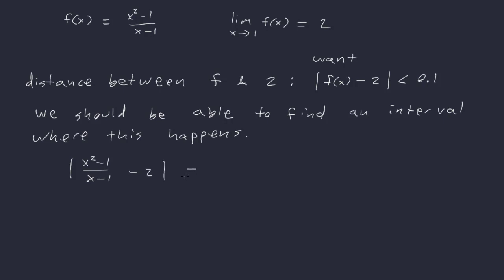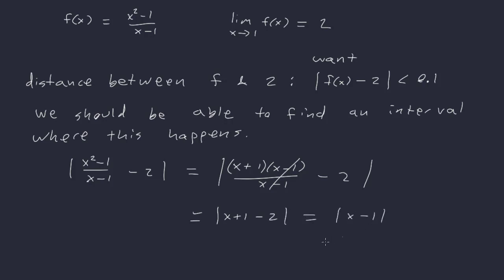This is just an explanation piece, but if we replace the function with its definition here, and then we factor the top, that's x plus 1 times x minus 1, all over x minus 1. Well, the x minus 1's cancel, right? And then we're left with x plus 1 minus 2, which will be the absolute value of x minus 1. Now this is the distance between x and 1, right? So these things are equal.